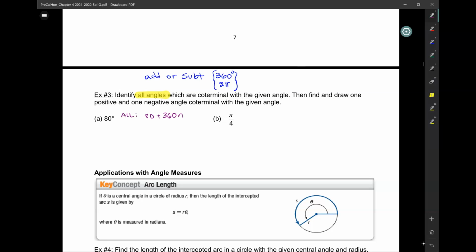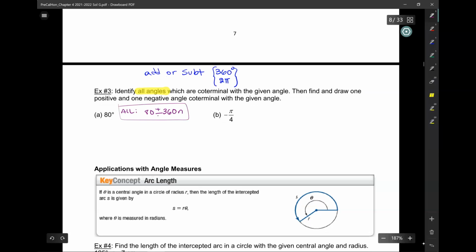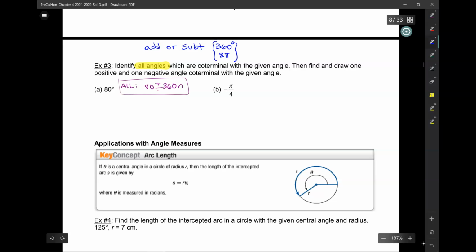Can I also subtract that many 360s? Yeah. I can. So the way I can write that is, it's 80 plus or minus 360n. Okay? So that's an expression for all of them. All right, now, let's find one positive and one negative coterminal angle. For the positive one, I do 80 plus 360. And how much is that? 440.